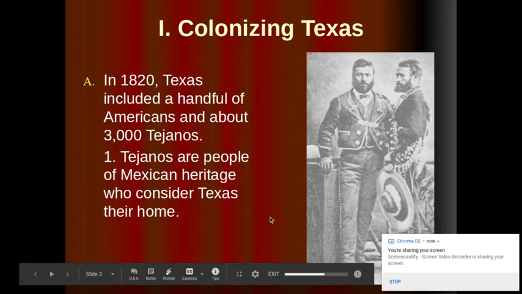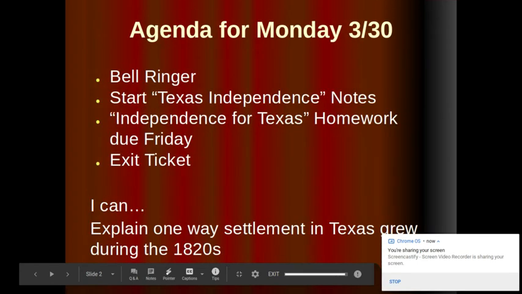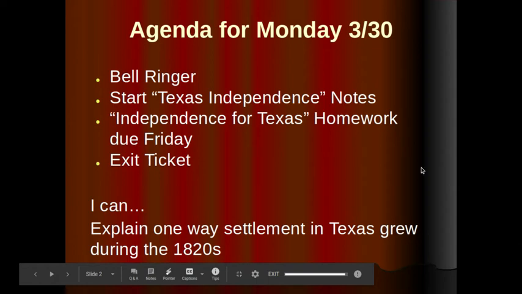Good morning, eighth graders. Today is Monday, March 30th. We are going to start our new set of notes for today. We are going to be looking at Texas independence, which is one of the note packets that you got when I handed out all those note packets last Friday that we were in school. So go ahead and get those out.